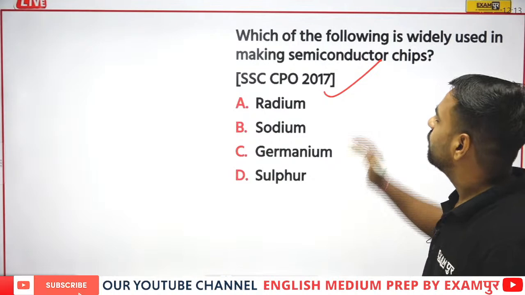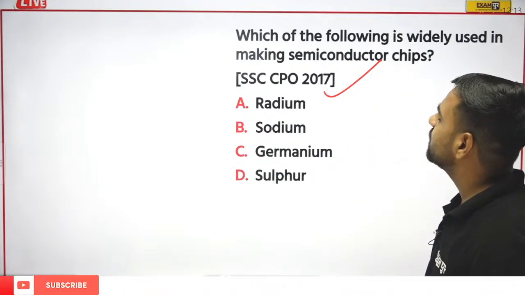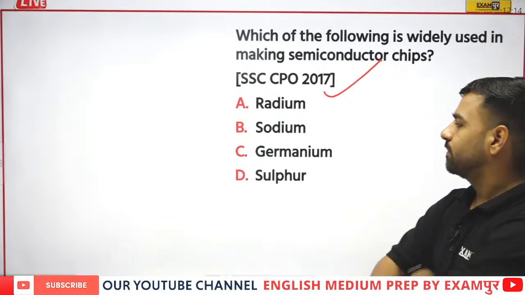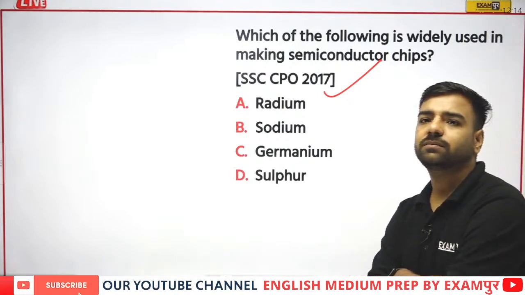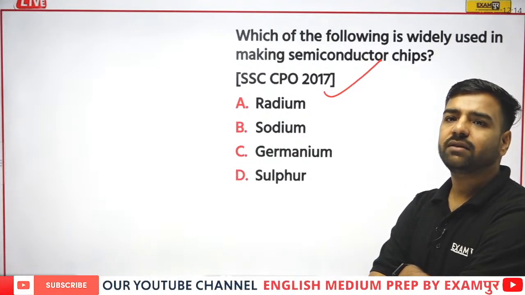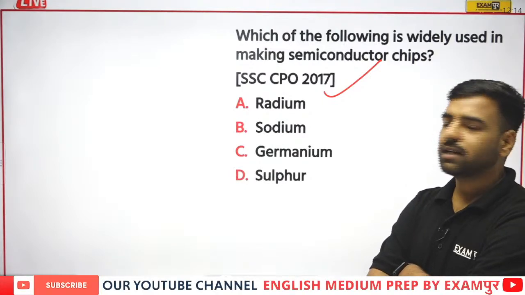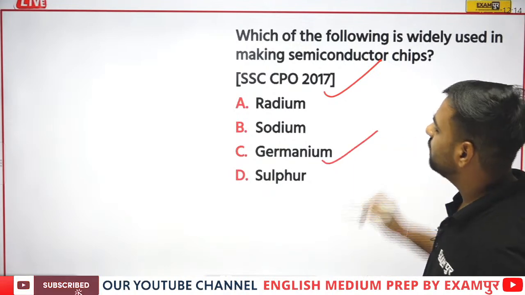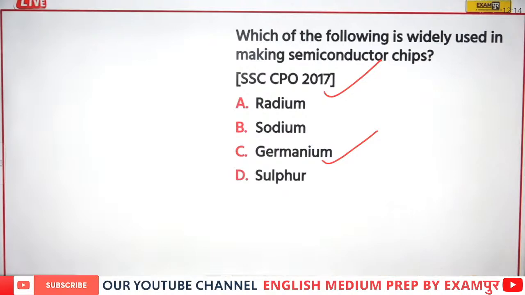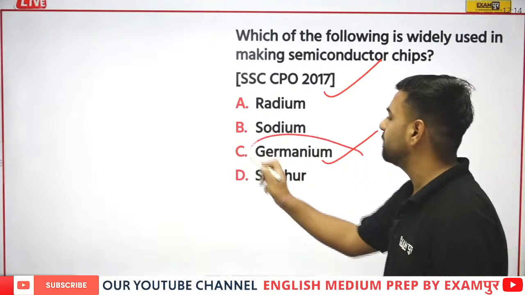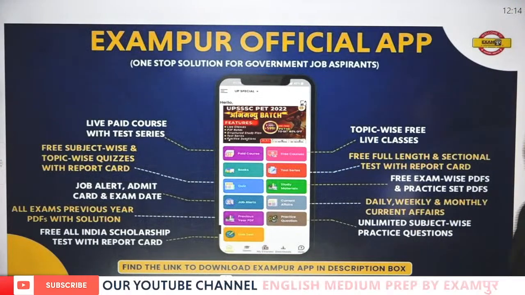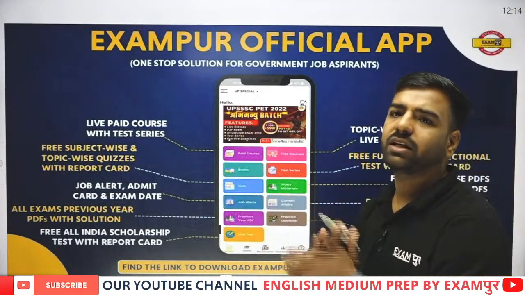Which of the following is widely used in making semiconductor chips? Is it radium, sodium, germanium or sulfur? Sir, Avan is saying fuse, tin and lead. For what? Okay. Yeah, that's true. If I talk about germanium or silicon, that would be the correct answer, right? So yes, if I'm talking about semiconductor chips, here we have the option germanium. So option number C is going to be the correct answer. Next, before moving forward, let me tell you. Yeah, Jeevita, absolutely correct.